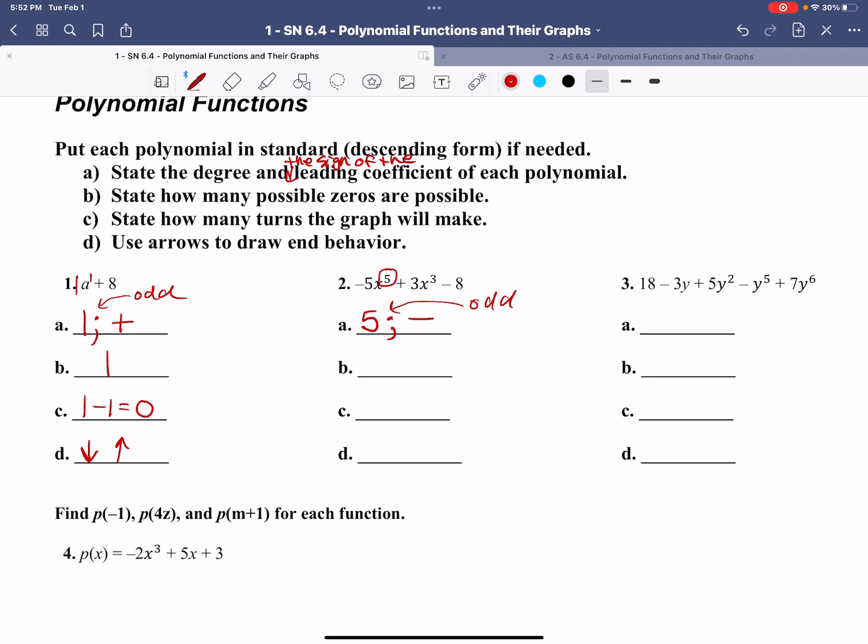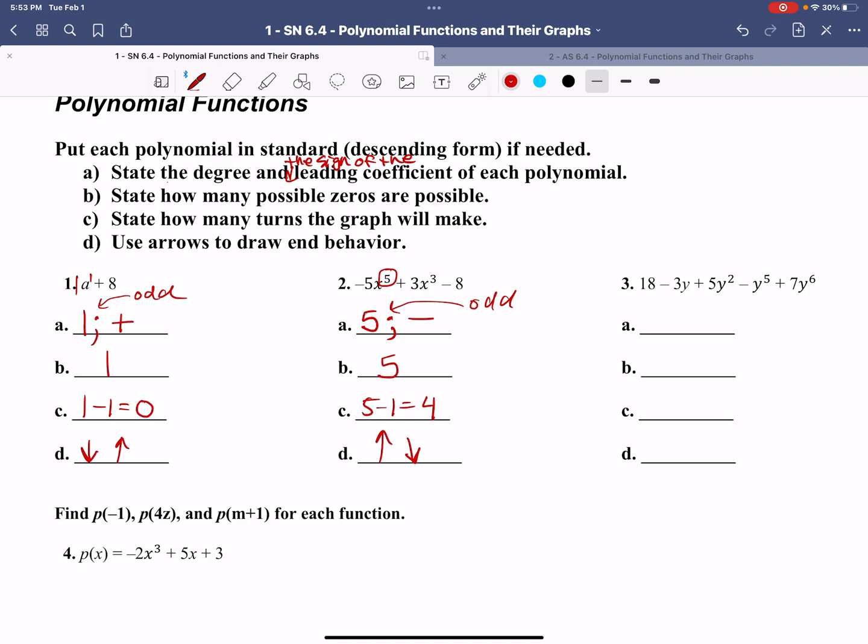So let's look and see what that does. How many possible zeros? 5, because it matches the degree. How many turns? Degree minus 1, so it's going to turn 4 times. And how do we draw the end behavior? So negative odd is going to go up on the left and down on the right.